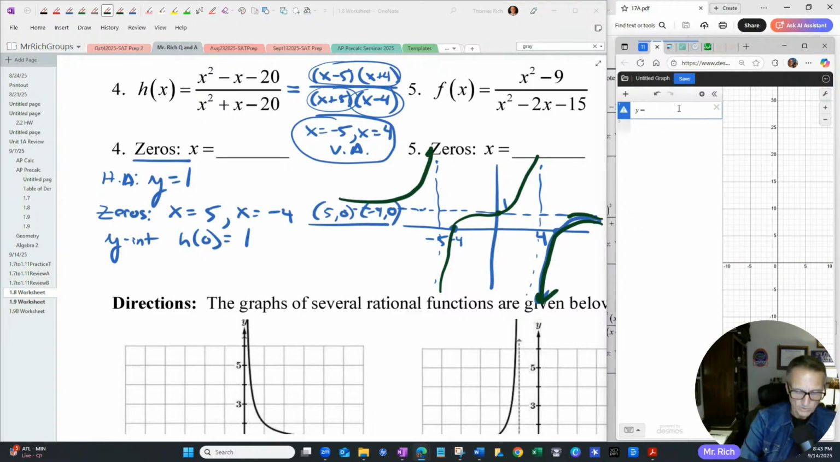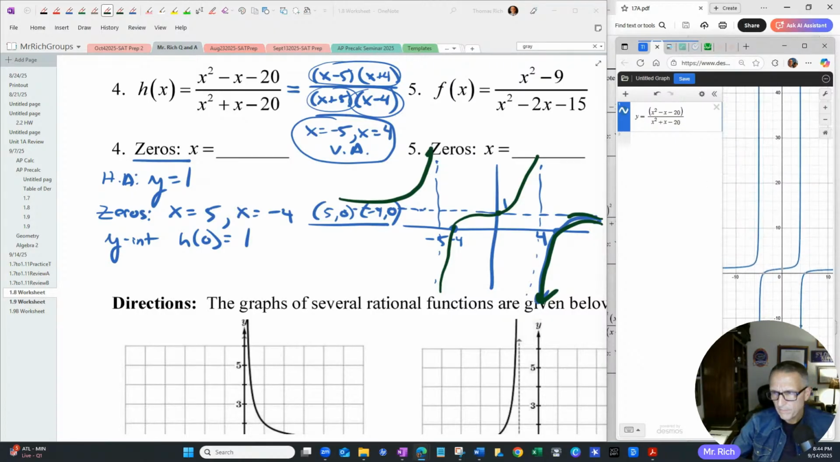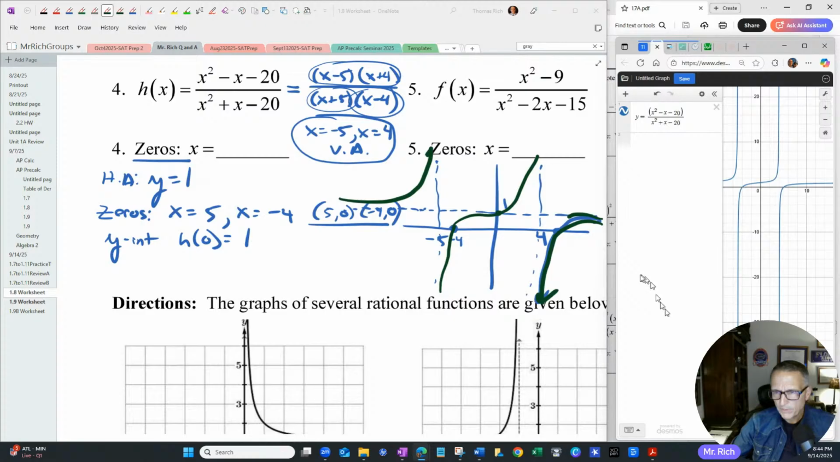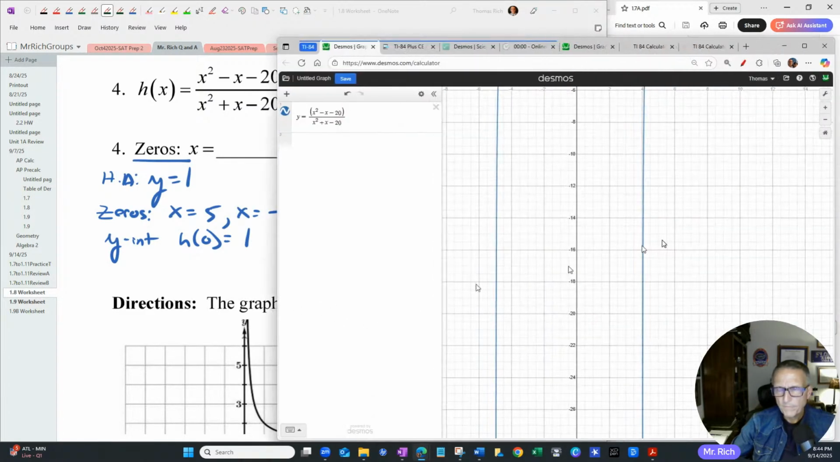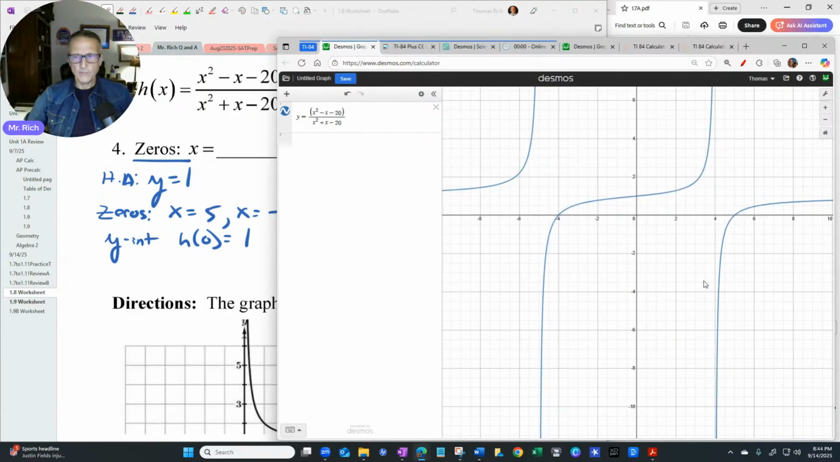So we'll do y equals x squared minus x minus 20 all over x squared plus x minus 20. Okay. And I think you can see, I think we got it pretty good right there. I'll bring this over so we get a better look at it. We'll kind of rescale that. Yeah, so that is what we kind of drew there.